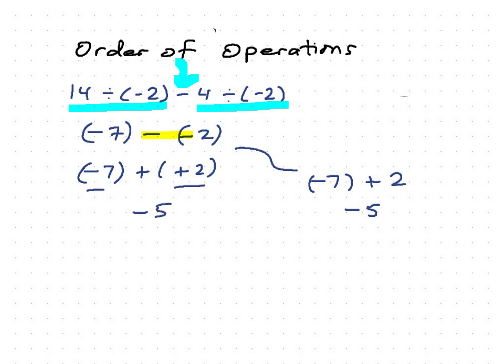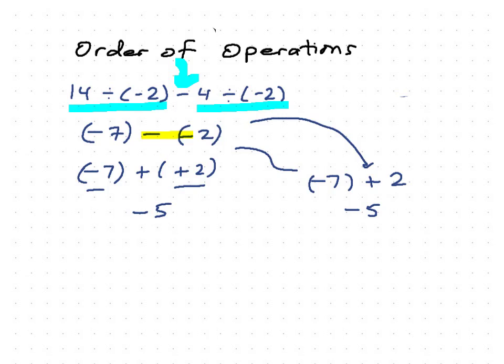Now, someone might have looked at that question and said, how do you know that that's a minus sign or a subtraction? And you can do it two ways. You could have back here done negative 4 divided by negative 2, and that would have taken you right down to a plus between those numbers. And you would have gotten the same answer because you would have had negative 7 plus 2.